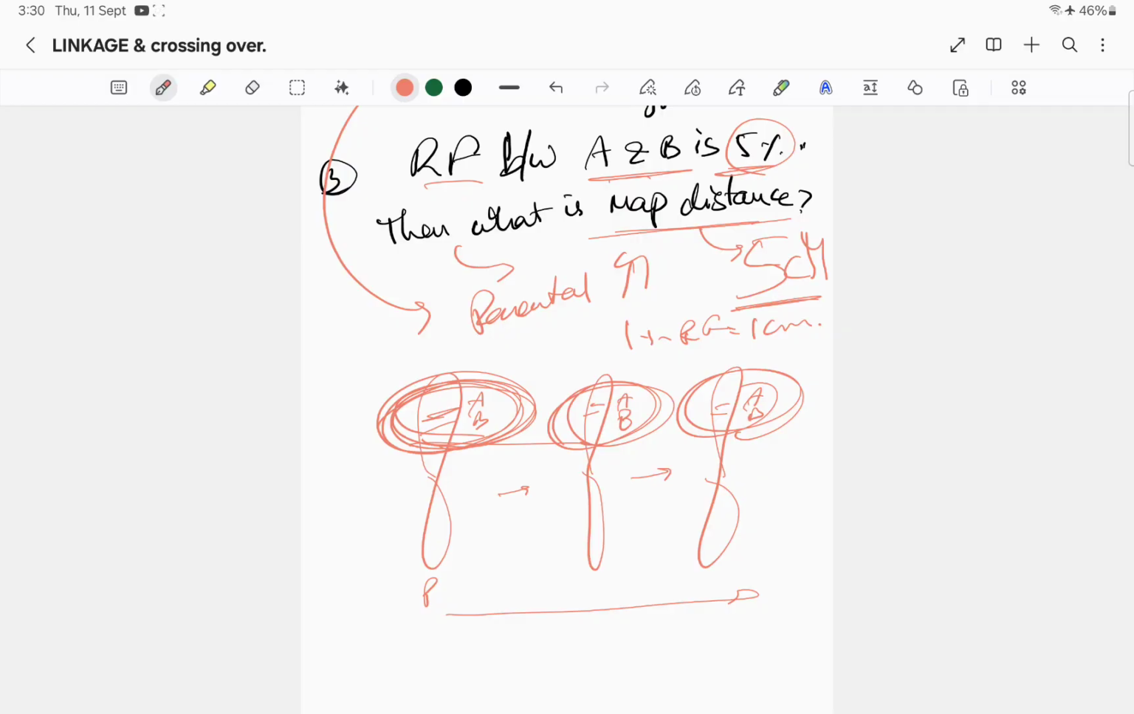Next, we will be using 3-point test cross to map gene order and detect double crossing over.